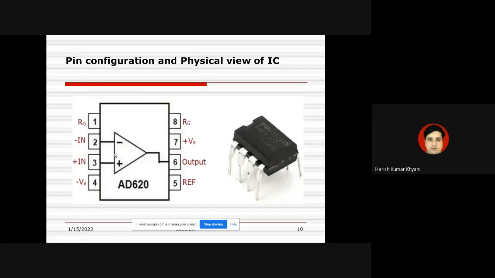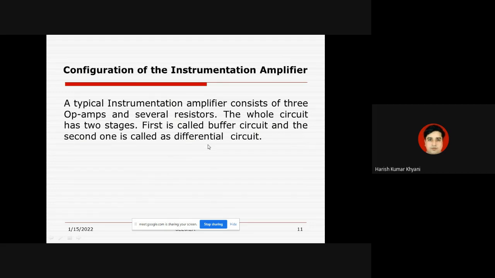Okay, so जिस तरह से आपके नॉर्मल ऑपरेशनल एम्पलीफायर की आईसी आती है 741 के नाम से, उसी तरह से आपके इंस्ट्रूमेंटेशन एम्पलीफायर की आईसी जो है वो AD620 के नाम से फेमस है। And this is the pin diagram and this is the physical appearance of this IC. Okay, so now come to the configuration of instrumentation amplifier.